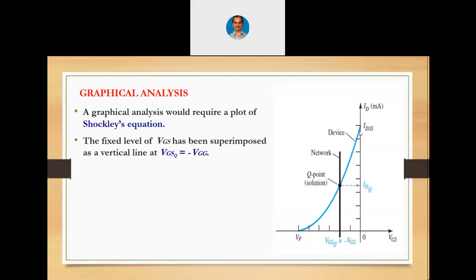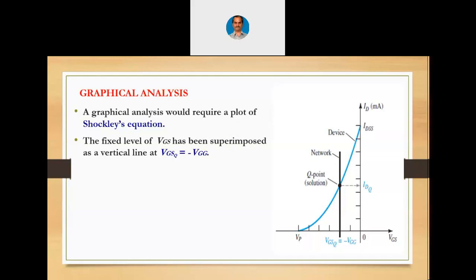So, we plot a transfer curve as per the graphical method by using those 4 points. Then we draw this vertical line, which corresponds to the value of VGG. Wherever this line cuts the transfer curve, and when we extend it toward the y-axis, we get the drain current quiescent point value. Now, when we get the drain current quiescent point value, we can easily apply the KVL at the output side, and we can find out VDS as well. So, this way we can arrive at the Q point. This is the graphical analysis.